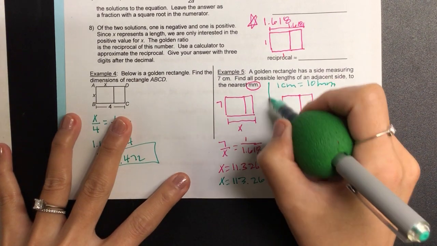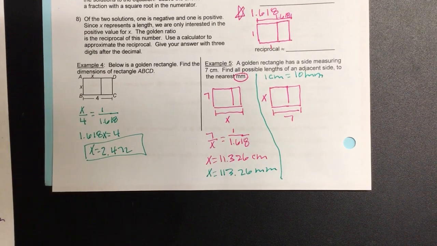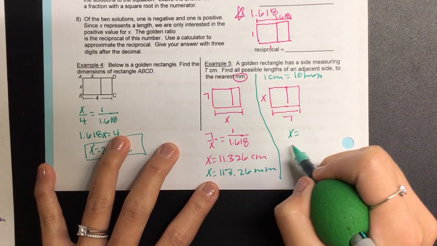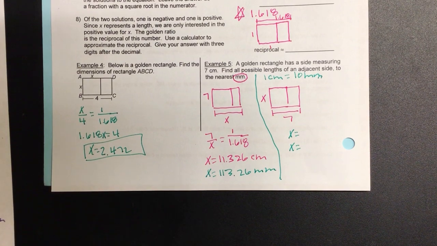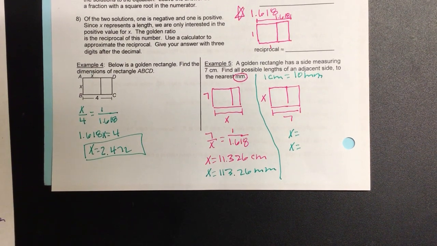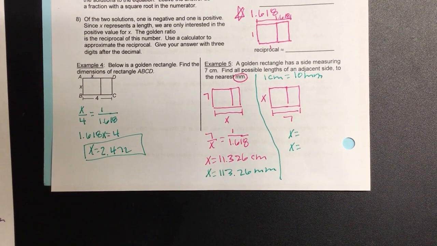Okay, now I want you to set up the proportion on your own for the next one. And give me the value of x in centimeters and the value of x in millimeters. Set up the second proportion on your own. Okay, once you have the centimeters, give me a thumbs up so I know. Did you type it in?